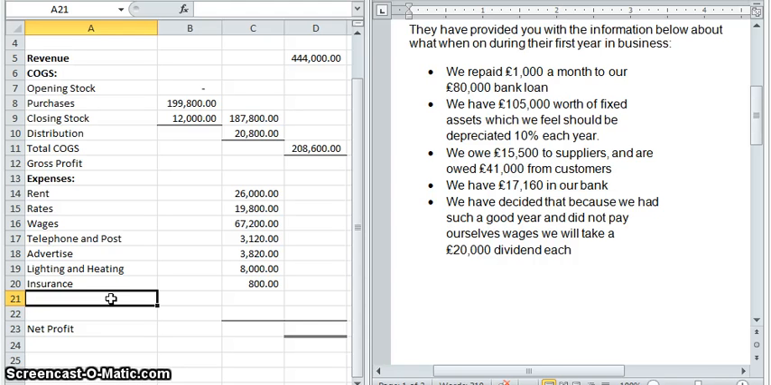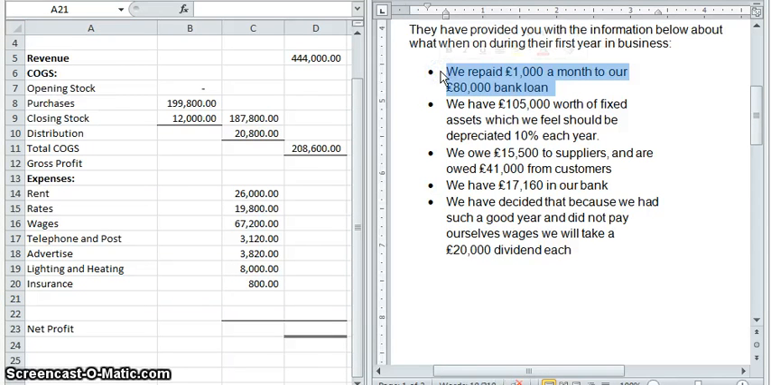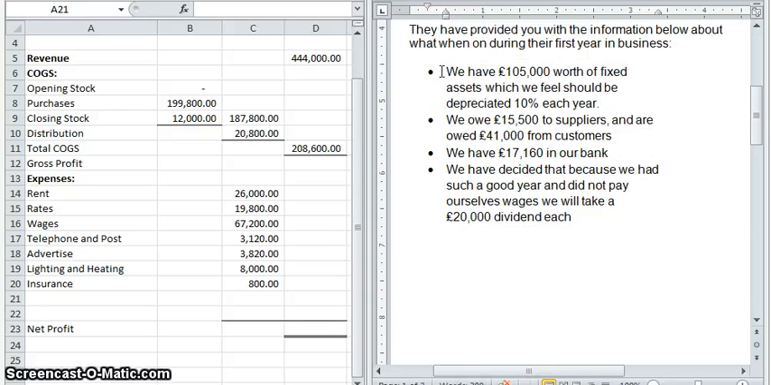Next it says that we've repaid £1,000 a month to our bank loan. This can be a little bit tricky. Remember, our bank loan is an amount of money that we owe. Things that we owe we call liabilities, and those go on our balance sheet, not our profit and loss. Our repayments, well, yes, it's money going out of the business. It is not an expense per se that we've paid money for. And so this item is actually not even going to appear on our profit and loss. We will save it for when we do our balance sheet.